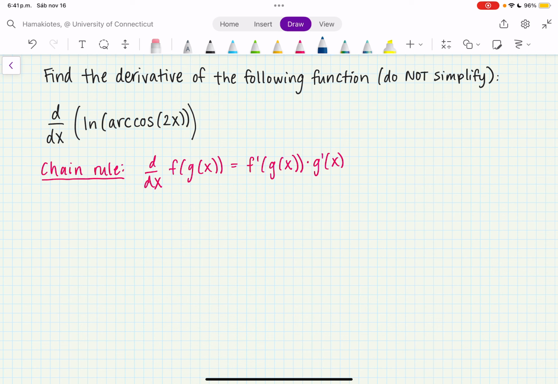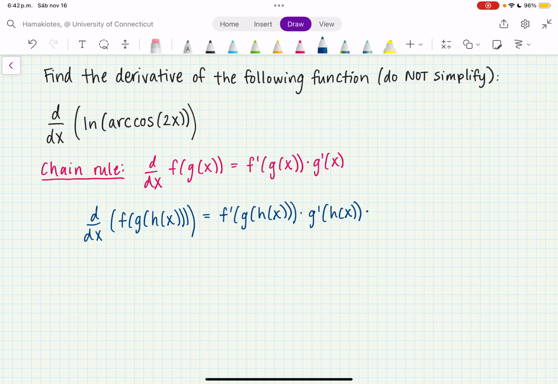What we want to do in our example is find d dx of f of g of h of x. So how do we do that? First we take f prime and keep everything on the inside the same, so g of h of x. Then we multiply by the derivative of g of h of x. And then we also have to multiply by the derivative of the inside of that, which is h prime of x. And we're done. So for our particular example, ln is f of x, our cosine is g of x, and 2x is h of x.